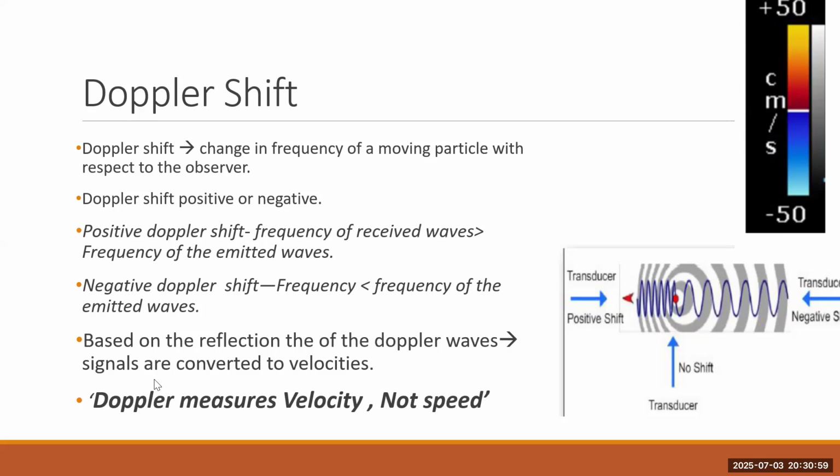So the statement is that Doppler measures velocity but not speed. Velocity also comprises the direction. Speed doesn't have a direction, so it's not a vector, whereas velocity is a vector.